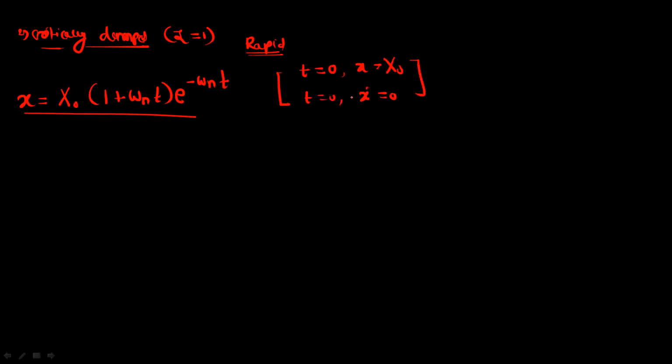If you change the values of these conditions, then your equation will change. From this equation, if you plot the waveform, it will be like this. Very rapidly, the mass will approach the equilibrium position after the initial displacement. So this is your x0. This is called a rapid response.